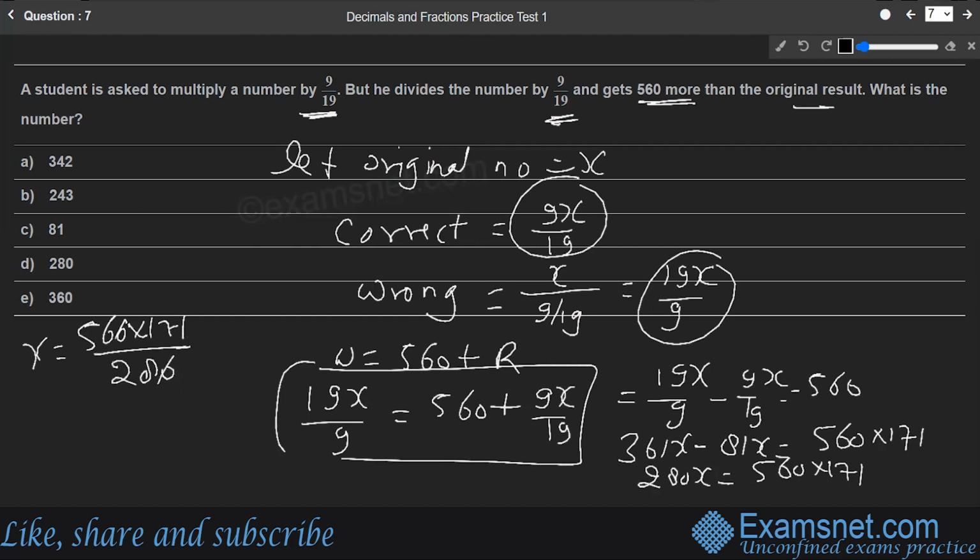If you solve this further, these numbers can be easily cut. 280 can cut 560 by simply 2. So it's 171 into 2. That is nothing but 342. So that is the right answer. That is the right number. x is equal to 342, which is available in option number A.